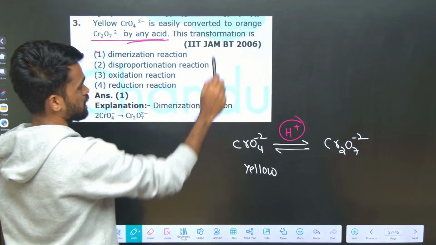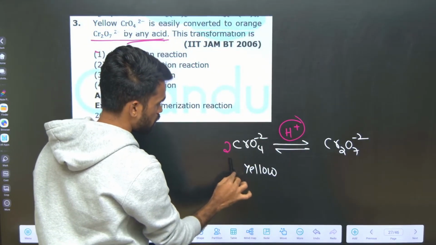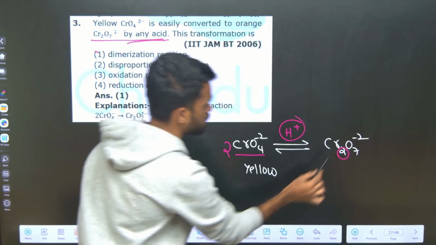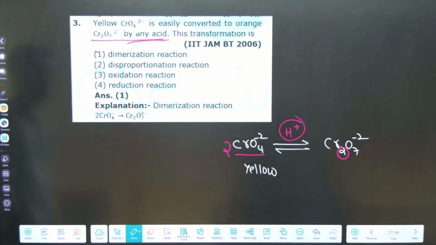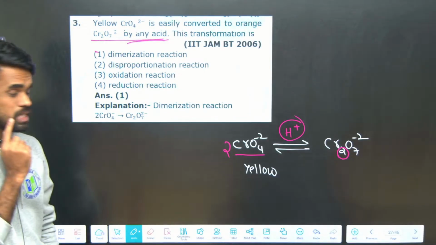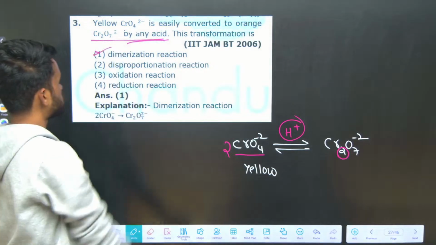So in this transformation, see how many we have here? 2 chromate ions are there, so you can get a dichromate. This is nothing but a dimerization. So what is happening here? Dimerization is taking place. But one more thing you need to remember here. The first option will be perfect.